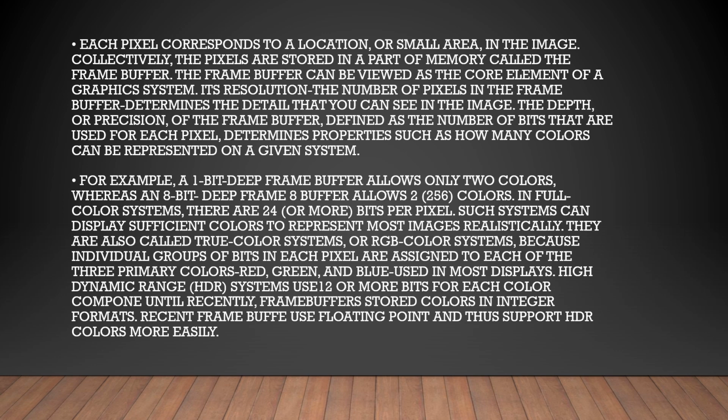High dynamic range, known as HDR systems, use 12 or more bits for each color component. Until recently, frame buffers stored colors in integer formats. Recent frame buffers use floating point and thus support HDR color easily.